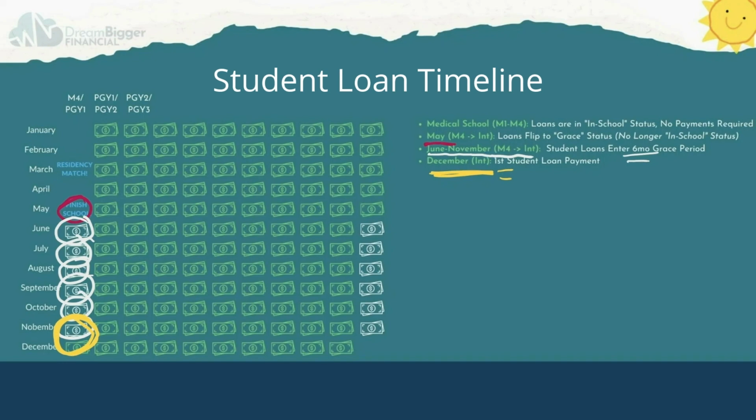So as a quick recap, when we're in medical school, for most of our student loans, we are not required to make any payments. Then we graduate in May, and within a couple days, our loans will flip out of in-school status and go into a grace period status, where we have 6 additional months before we are required to make our first student loan payment. And that first student loan payment will occur at the end of November, early December timeframe.